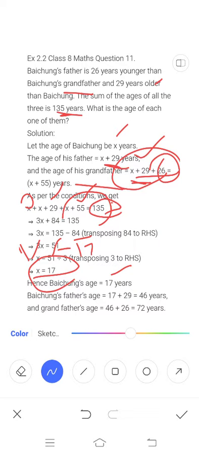Father's age you should add 29. So 17 plus 29 is equal to 46. And grandfather's age, with 46 you should add 26. So 72. Or else directly you can do x plus 55, where x value is 17. 17 plus 55 you will be getting 72 years. So this is a very important sum. Please go through it again and again because it will be asked in your periodic test.